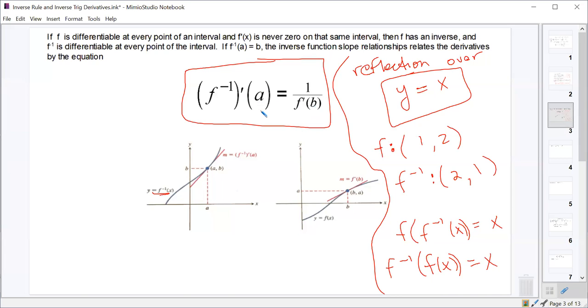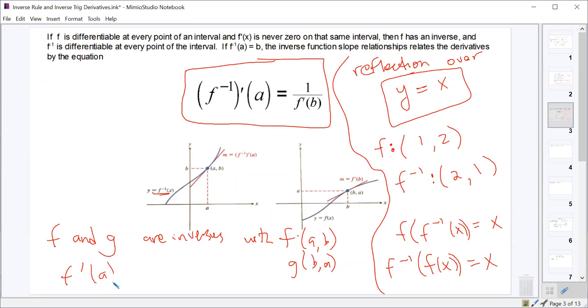So sometimes this is how most textbooks formally state it, but I think it's a little easier if f and g, we'll call it f and g, are inverses, with f having a, b, and g having b, a, then f prime of a is 1 over g prime of b. That's all it's saying, that the derivative of f at a is equal to its inverse's derivative at b in the denominator, right?